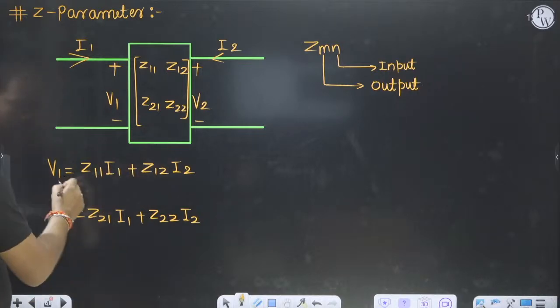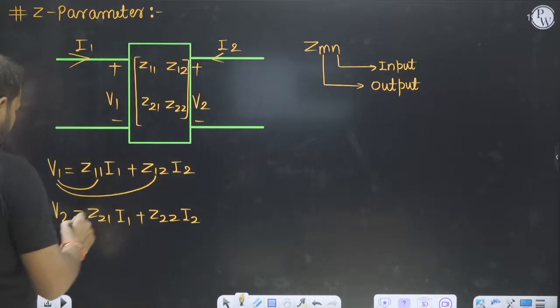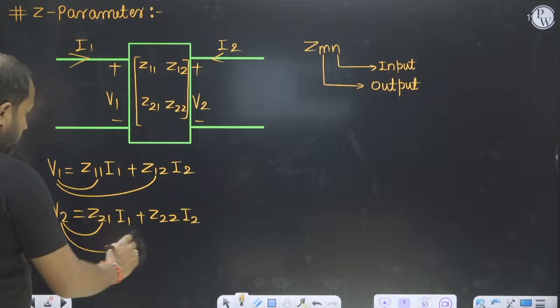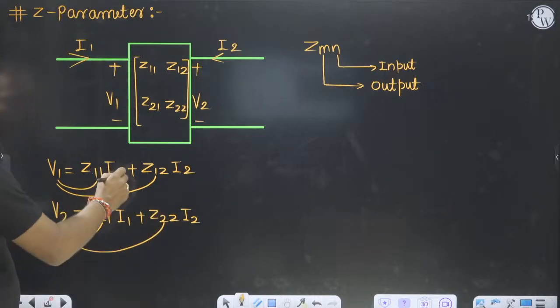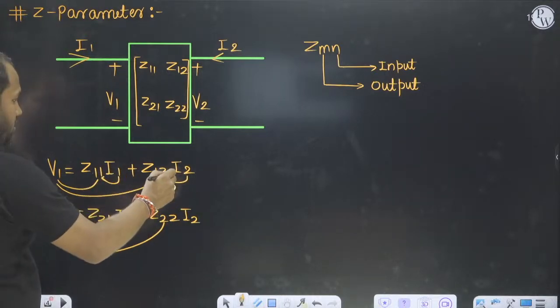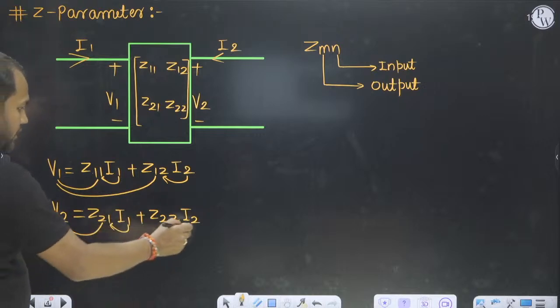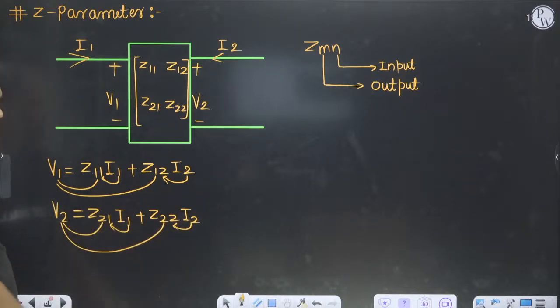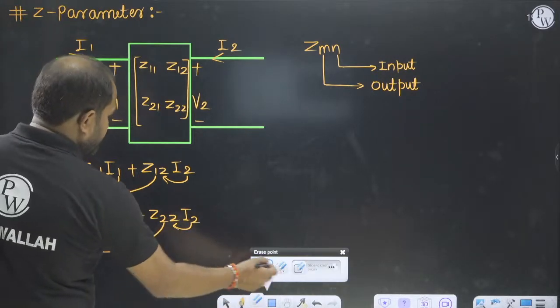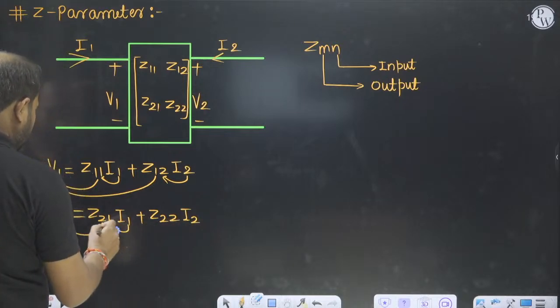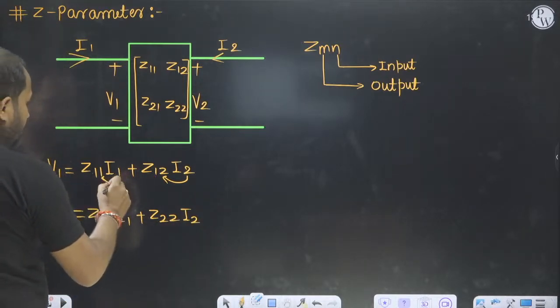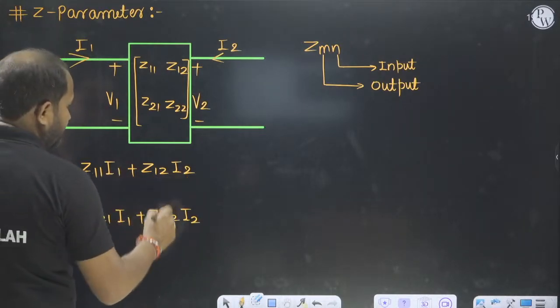So what is output? 1. What is output? 2. Input is 1, input is 2. So you will understand it like this. Then after we will go through the next point.